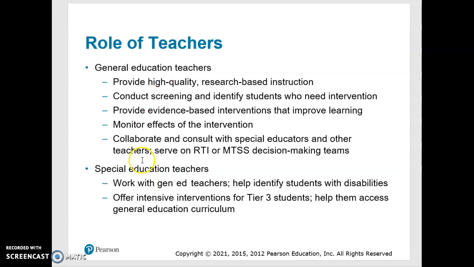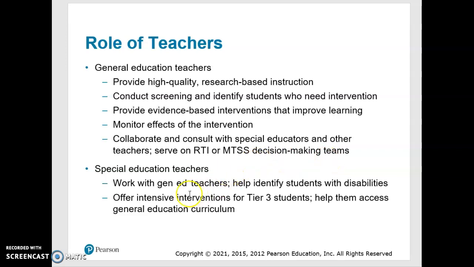But what about the gen ed teachers? And I know some of you are hoping to be special ed teachers, some of you are hoping to be gen ed teachers. The gen ed teacher's role is providing that high quality instruction from the get-go to everybody, right? Tier 1, everybody. Conduct screening, identify students who need intervention. Again, when I taught in Charleston as a resource teacher, I was the one who did the screening those 3 times a year, but that's not always the case. That was just something my principal had me do. You're going to provide evidence-based interventions that improve learning, and monitor the effects of the intervention. Are they responding? Are they not responding? And collaborate and consult with special ed teachers and others on the decision-making teams.